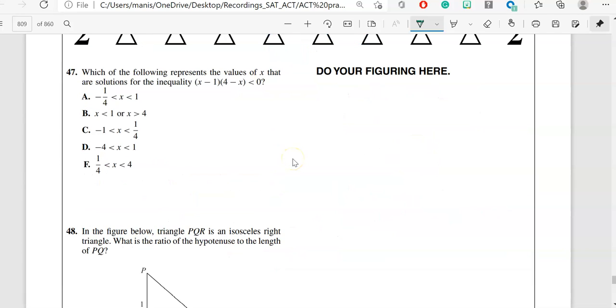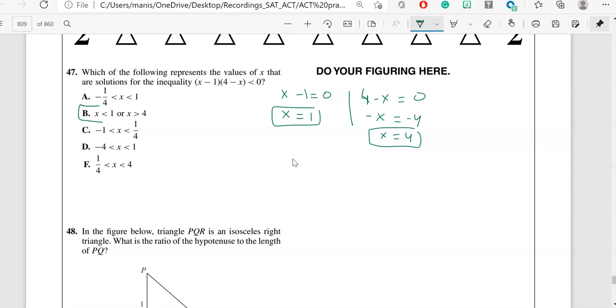Which of the following represents the values of x that are solutions for the inequality? In these questions we have to find something called critical numbers. First, I will solve this inequality like it's an equation. So 4 minus x is equal to 0, and I will end up with x equal to 4, and the other critical value x equal to 1. When I look at all of these choices, I straight away come across choice B. That's my answer. So without further ado, I will go to the next problem and not spend too much time on this one.